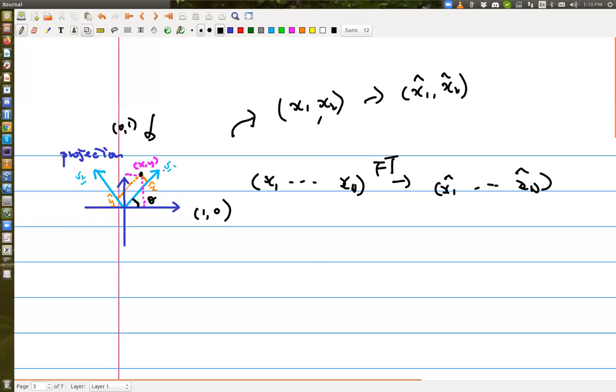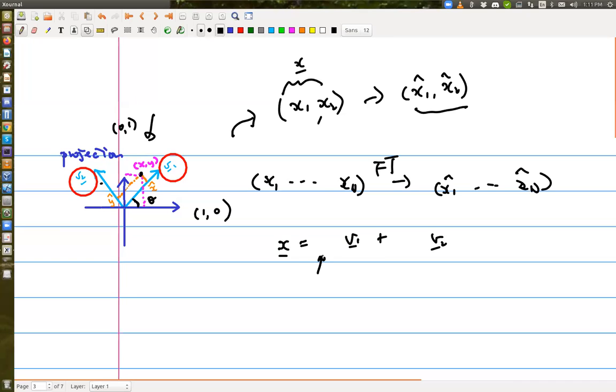Now, what are this new x1 hat and x2 hat? Let's say I call this thing x here, as a vector x. I think you guys won't be confused. So this vector x here, I can decompose into V1 and V2, as a linear combination of V1 and V2 here. So I have X is equal to, let's say, V1 plus V2.